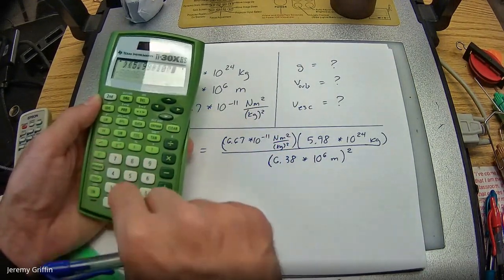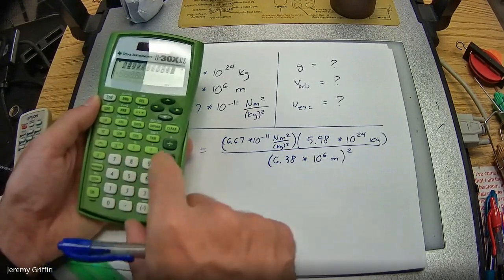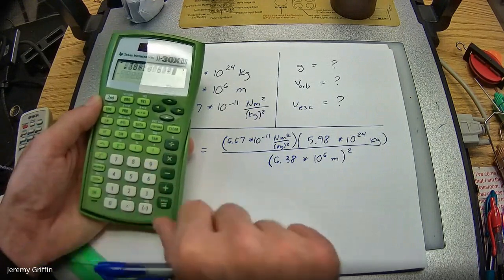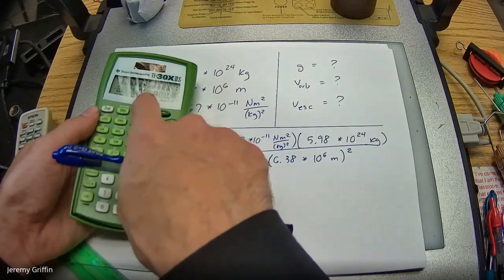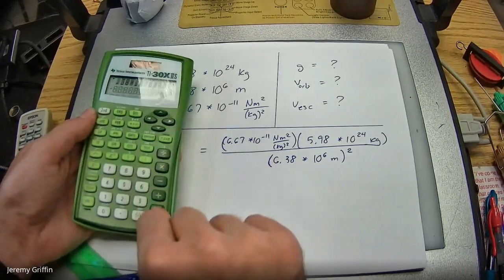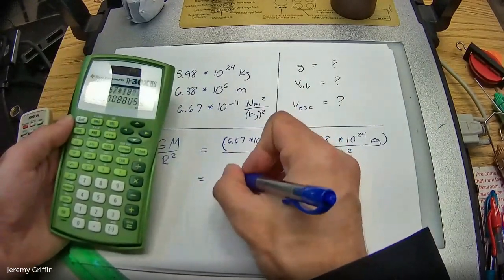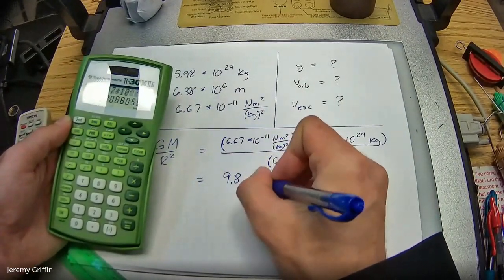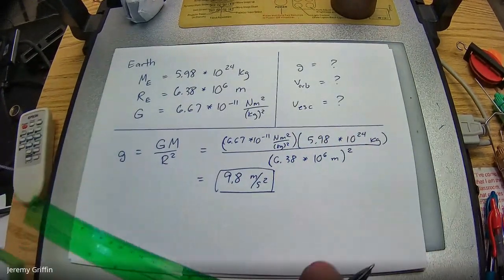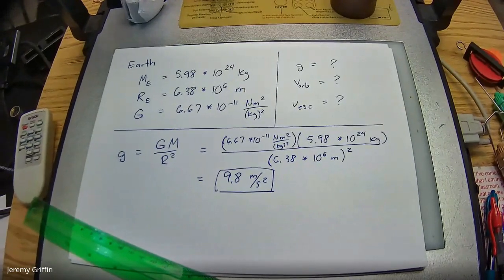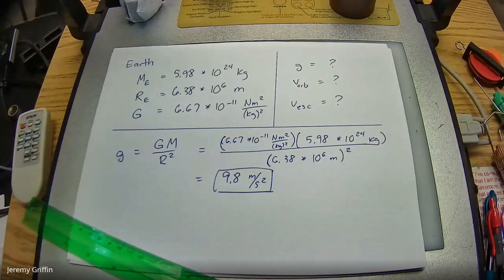5.98 times 10 to the power 24. Close, divide by open, 6.38 times 10 to the power 6, close, square. Now, as soon as I hit enter, you guys know what number is about to pop up on the screen. What number? There you go. 9.799. Let's call it 9.8 meters per second squared.